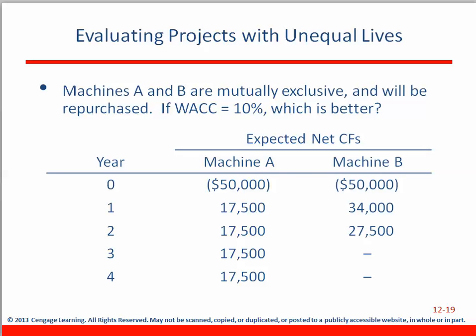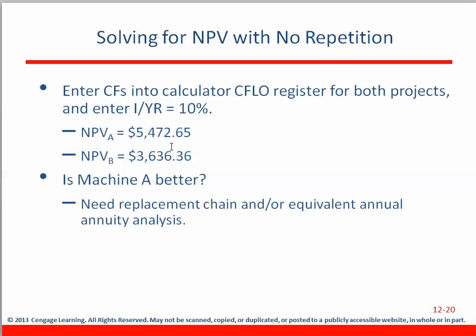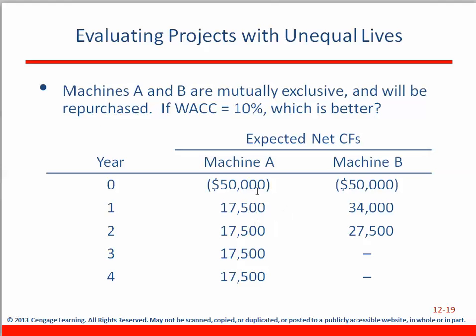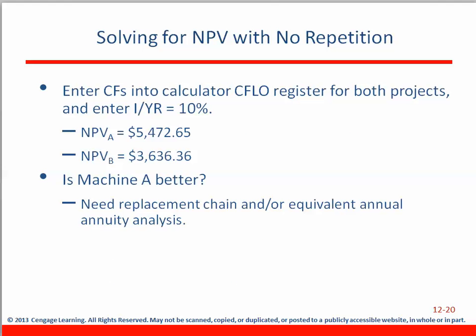Okay, this is what happens if we have projects of unequal lives. And bottom line is you can't just calculate the NPV and compare these. So the situation here is they're mutually exclusive, so you buy one or the other, and they'll be repurchased. So the point is that you need what this machine does all the time. So if we calculate the NPV, A is higher than the NPV of B. Well, if we look at it, it's because it's got more cash flows. And so it's not really a fair comparison.